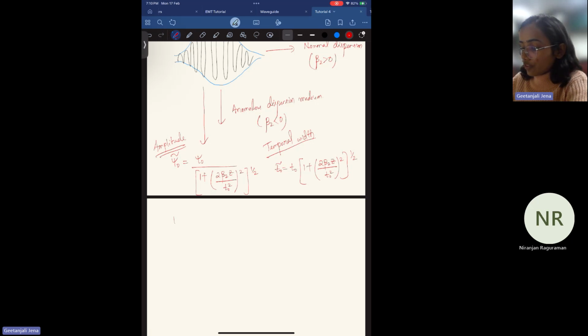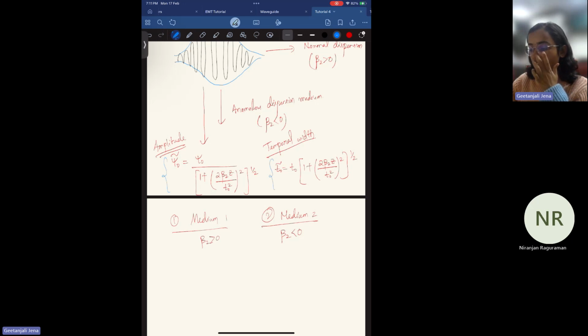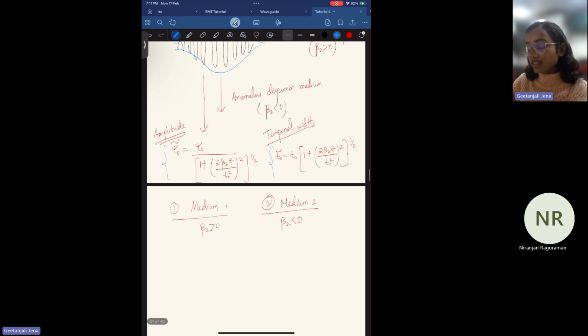So for medium 1 and for medium 2, this is beta 2 greater than 0, this is beta 2 less than 0. If you see the formulas for the amplitude as well as T0, this formula involves beta 2 square. So that means whether the sign is positive or negative, it doesn't matter.